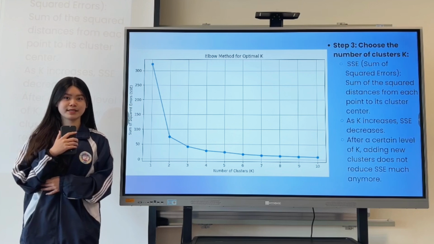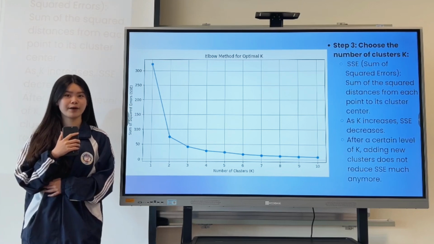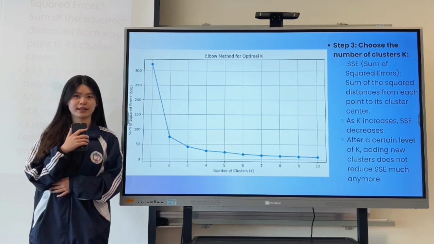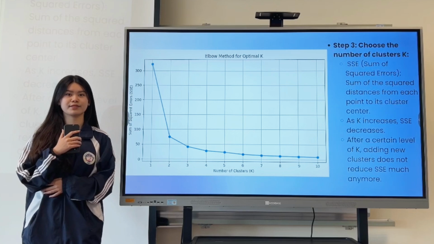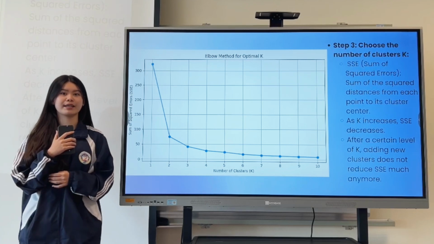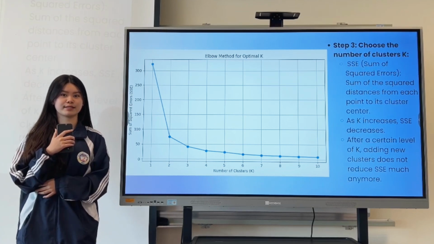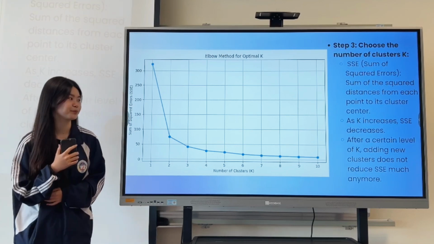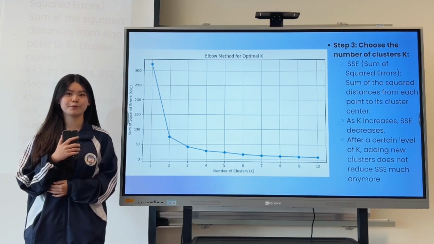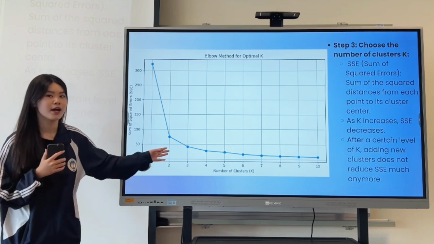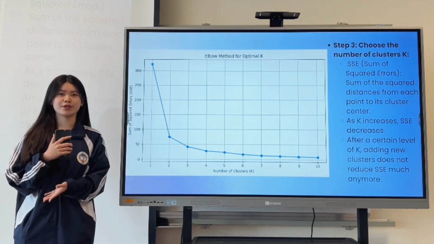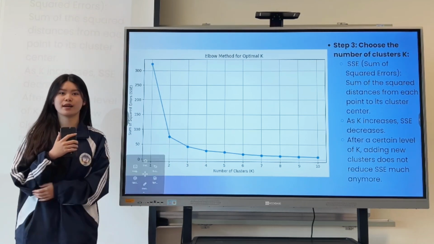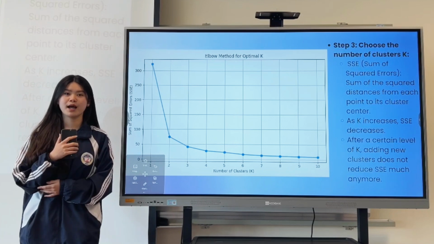As K increases, SSE decreases. However, the benefit of increasing K will gradually decrease after a certain level of K. Adding a new cluster doesn't reduce SSE much anymore. The elbow method takes advantage of this phenomenon. Using the elbow method, we'll see that at K equal 4, the slope decreases, showing that K equal 4 is a reasonable number of groups.